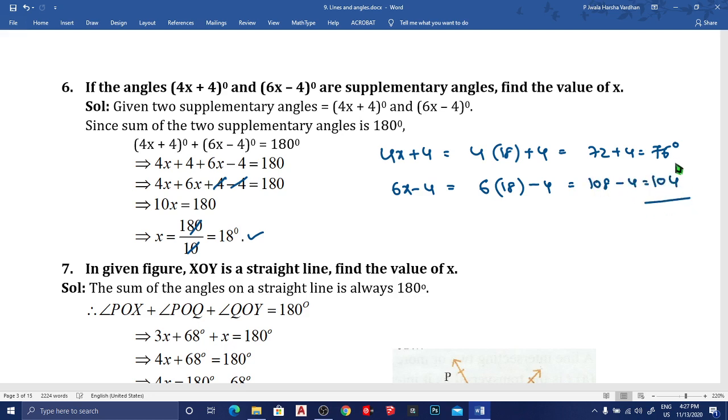By adding these two, you will get again 180 degrees. So that's why these two angles are supplementary angles to each other. If the problem says to find the angles also, you have to substitute here like this. Okay, it is not given like that.